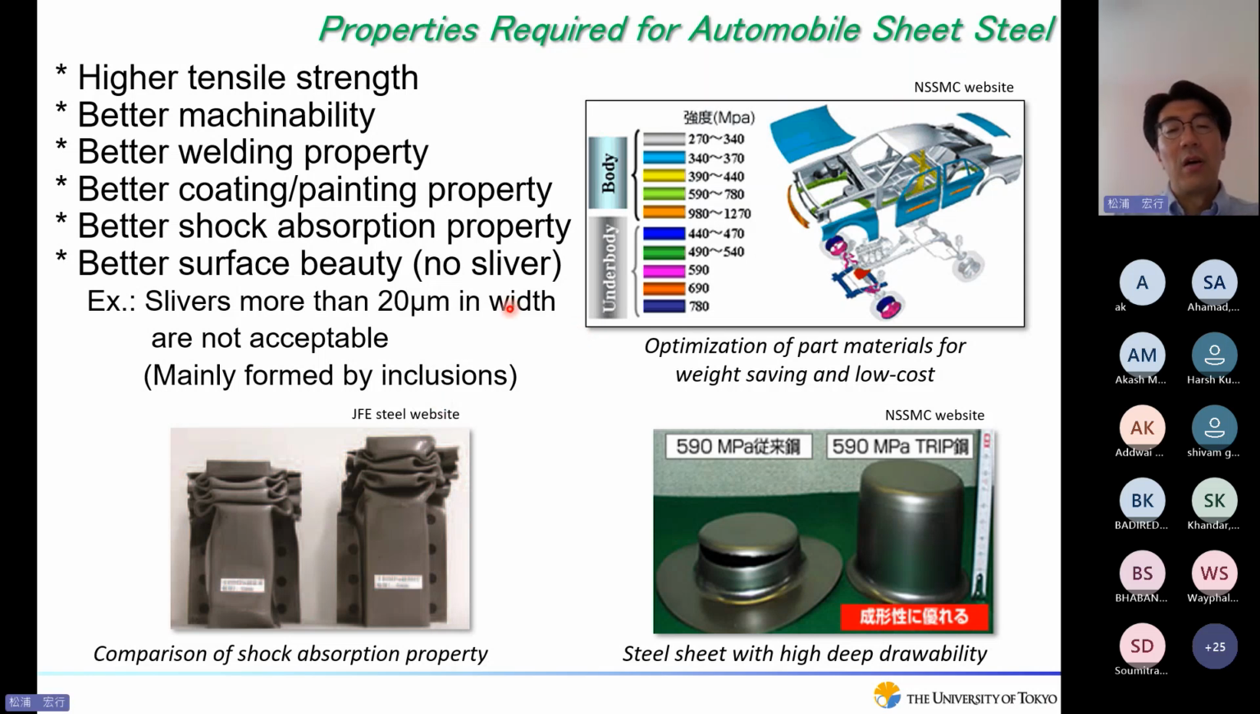And also, if you consider buying a new car, of course, a very beautiful car is welcome. And then better surface beauty is required, which means that we hate any slivers on the steel materials. For example, if the steel sheets have slivers more than 20 micrometers in width, they are not acceptable to Japanese automobile companies. And these kinds of slivers are mainly produced by the non-metallic inclusions contained in the steel slabs. And that's why we need to eliminate the inclusions as much as possible.